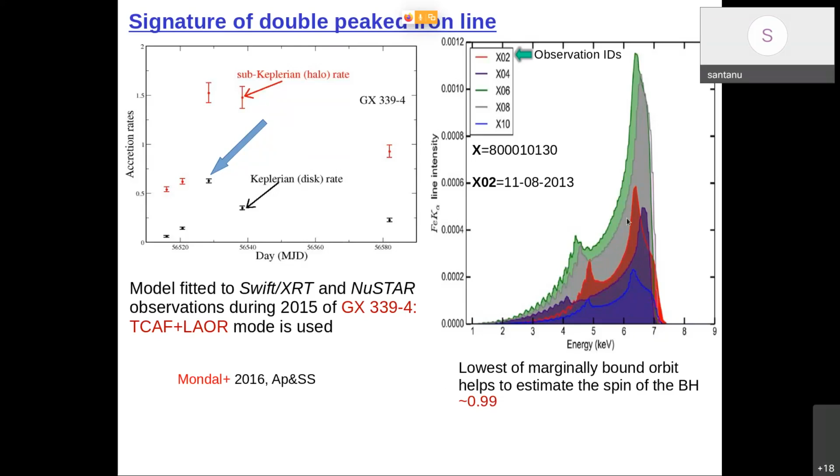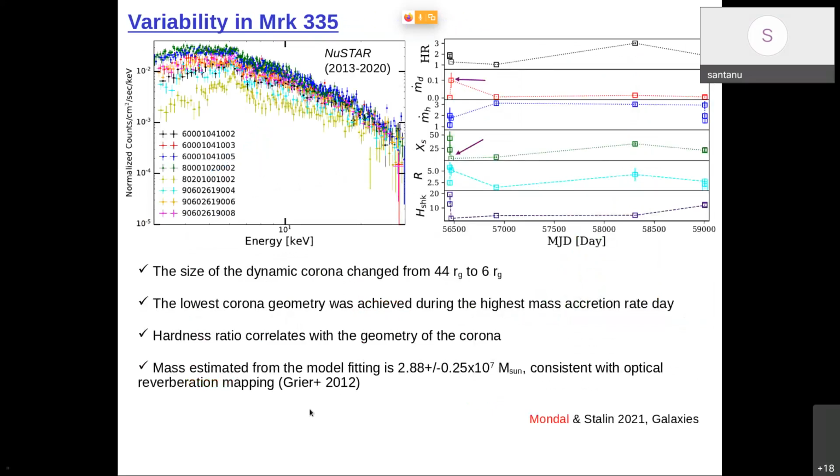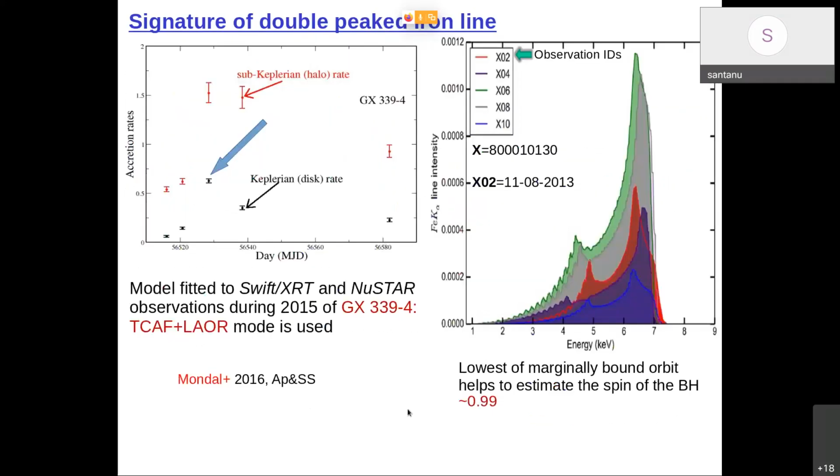the iron line, breaking it into a double peak, and from the lowest marginally bound orbit value, because this Laor model can give the inner edge of the disk. So from that inner edge of the disk, we estimated the spin parameter of the black hole, and this GX 339-4 is a highly spinning black hole candidate.